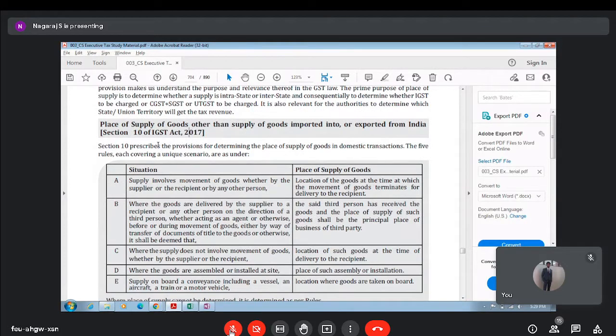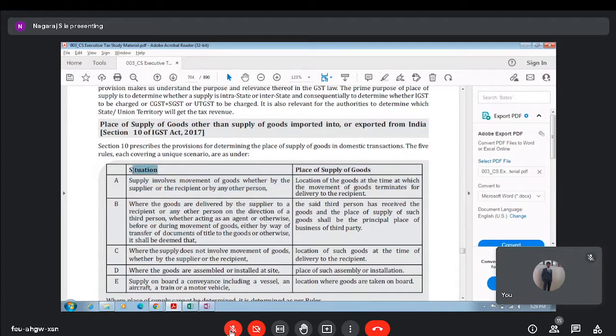Section 10 prescribes the provision for determining the place of supply of goods in a domestic transaction. Domestic transaction means within India. The 5 rules. They will give some case study type. You have to link these rules to those case studies and find out the answer.